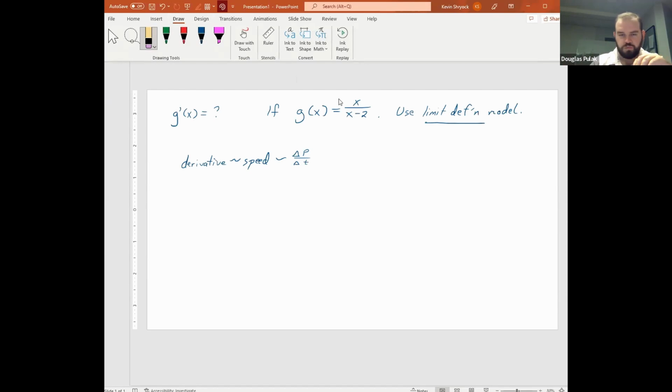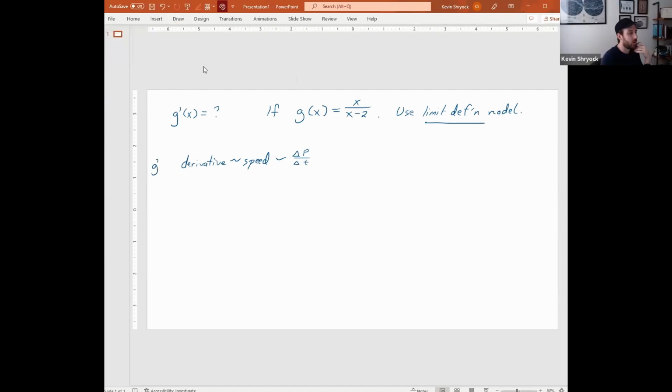So I think that, and let me just, g prime of x, that was the derivative, right? Okay. It's asking for you to find the derivative of 1 if g of x is x over x minus 2. So how does the g of x play into this?